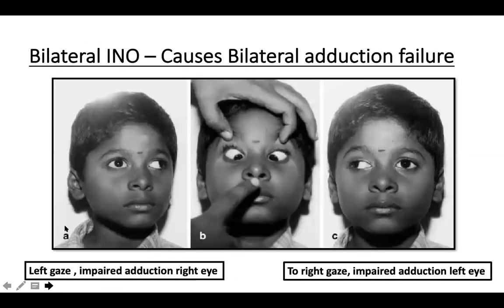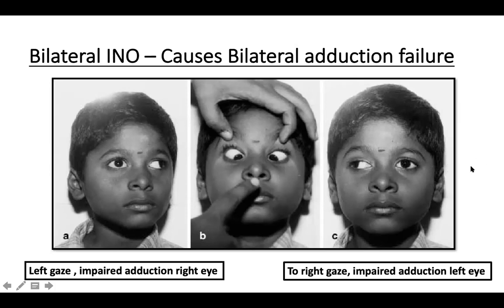So what would happen if there is a bilateral INO? Let us imagine a bilateral INO, like in this case, also called the walleye phenomenon. The convergence is intact because convergence has different pathways. But if you ask him to look towards the left gaze, the right eye cannot adduct, and if you ask him to look towards the right gaze, the left eye cannot adduct.